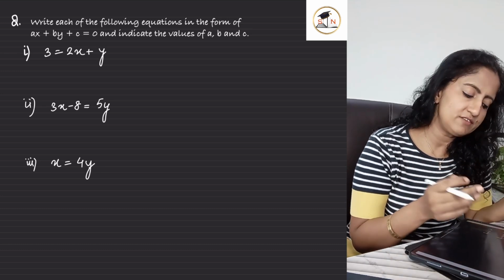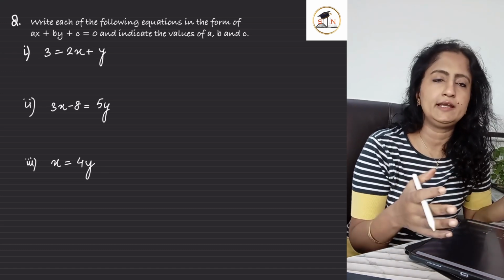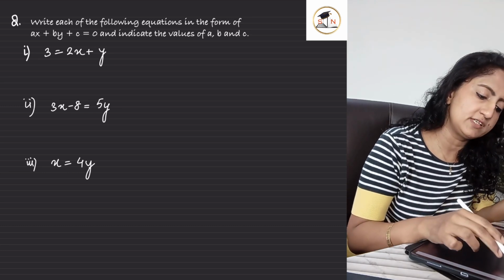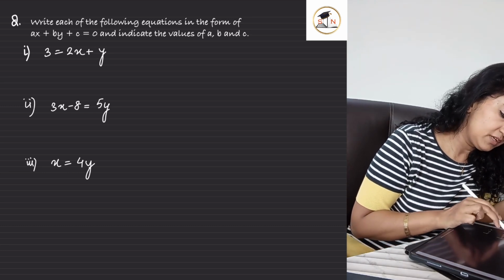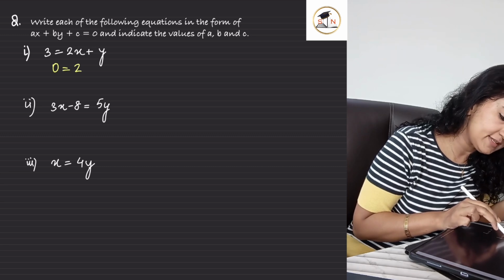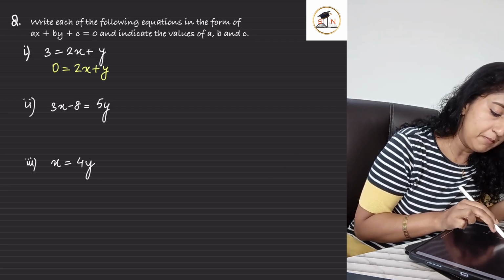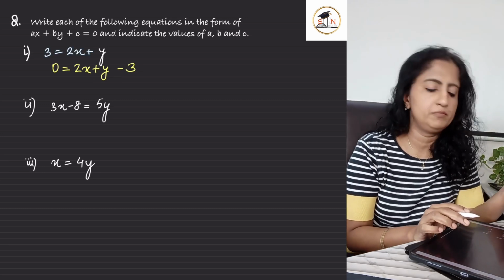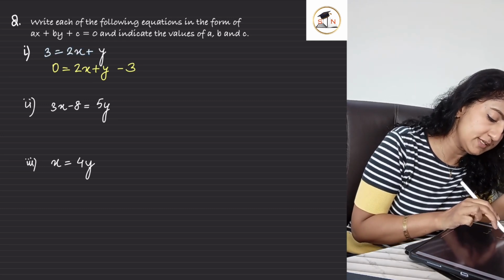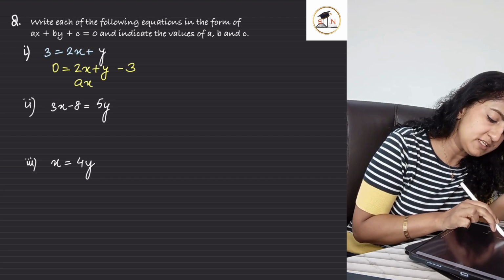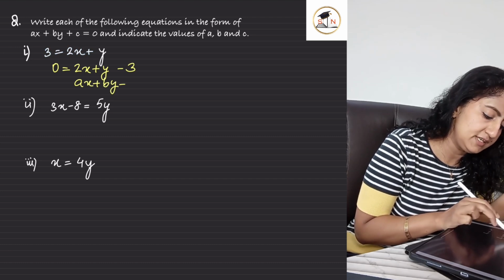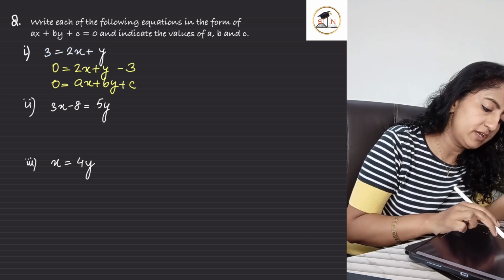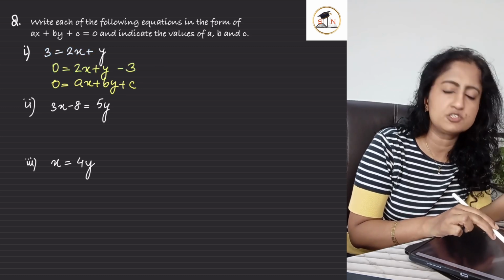Now, since x and y in the first part are on the right, so I'll take 3 also on the right side. Okay, so what does that give us? That gives us 0 equals 2x plus y minus 3. This is absolutely the standard form because what we have got over here is ax plus by plus c equals 0, right?